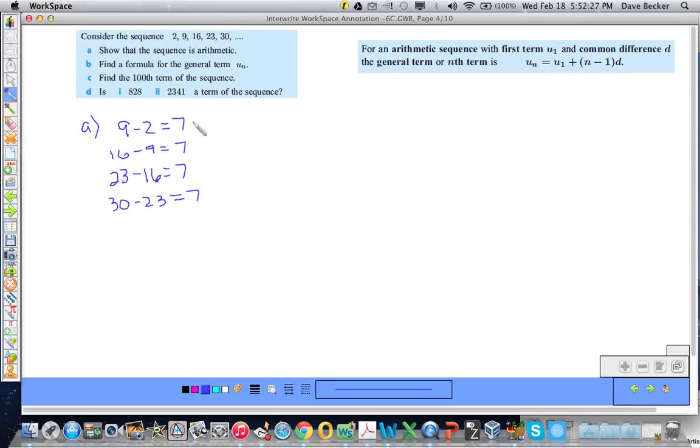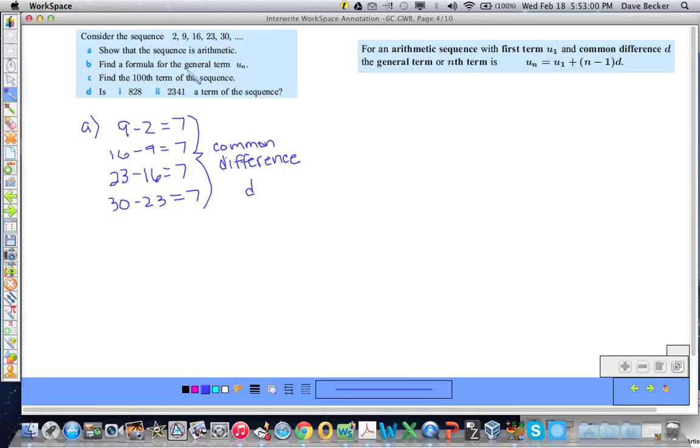So given the information we have, we have shown that this sequence is indeed an arithmetic sequence. This difference, 7, is called the common difference. That makes sense because they're all the same, so they're common to one another. And it's a difference because you subtract term minus previous term to get it. We represent that with a lowercase d.